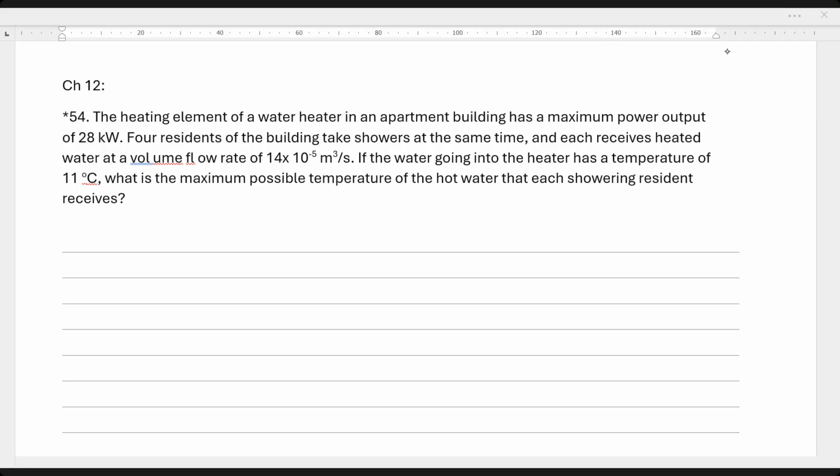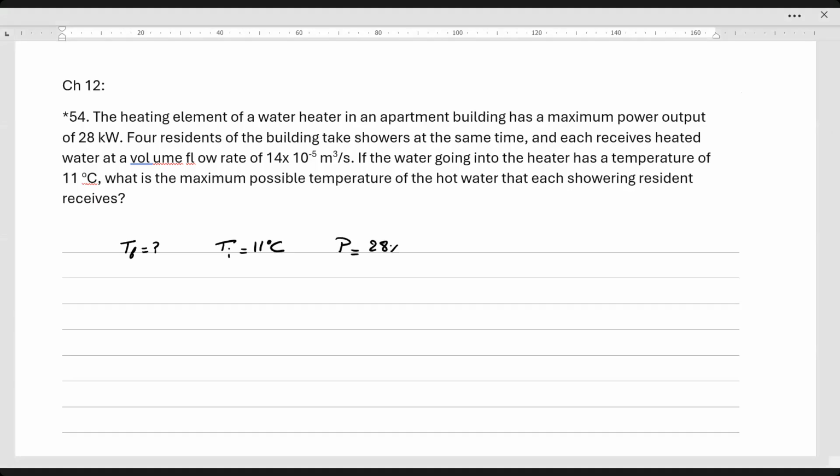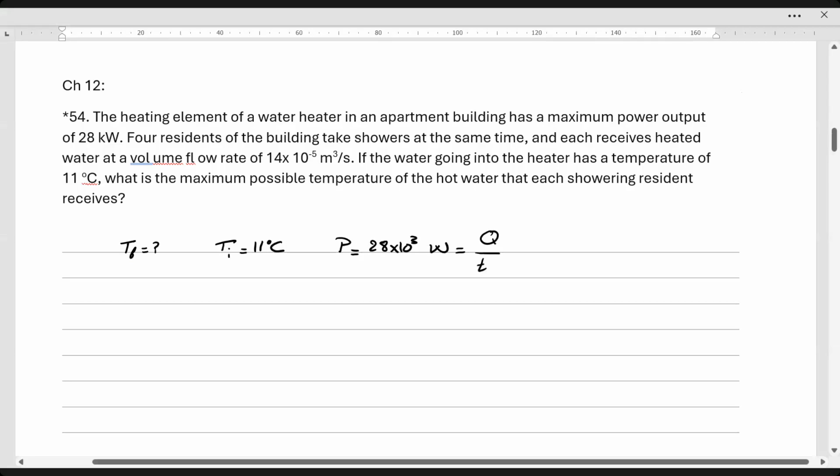So what we're interested in is the final temperature, with the initial temperature equal to 11 degrees Celsius, and essentially the energy given to heat up the water from 11 to this required final temperature is supplied by the power output, which is 28 kilowatts. I will convert this to watts, and essentially this is equal to the energy over time. Now the energy we're using here to heat up the water is the heat Q. So I can write the energy as Q. So I'm given the value of Q over T to be 28 times 10 to the power of 3.